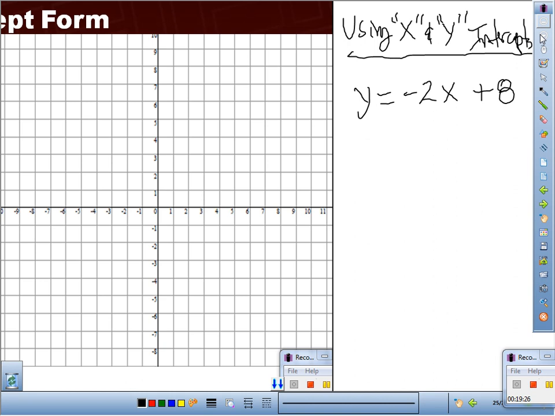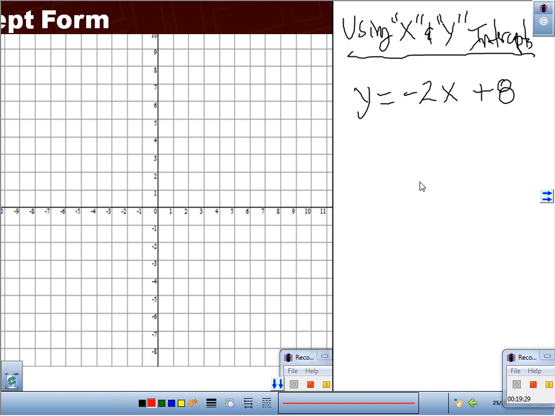Cover-up method works like this. From where you're at, use your thumb and cover up the x value, including the coefficients. So you've covered this, yes? What do you see left? y equals positive 8. That's my y-intercept.